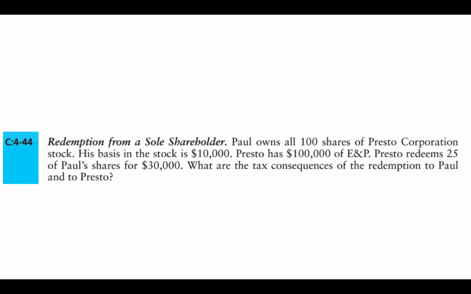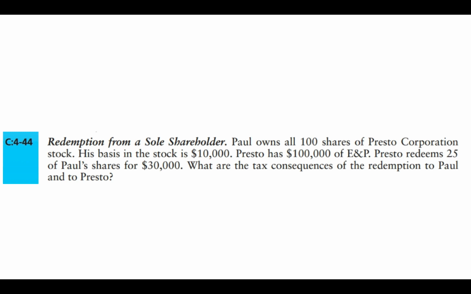Okay, so Paul is the sole shareholder. We know that the rules say that any redemptions for a sole shareholder are going to be treated as dividends. So this is going to be treated as a dividend because after this redemption, after they buy 25 shares, he had 100 shares. They're buying 25. He now has 75, but there are only 75 outstanding. So he still owns 100% of the corporation. So this is a dividend.